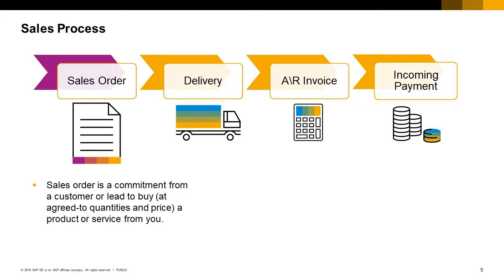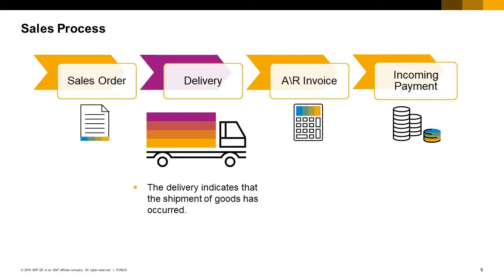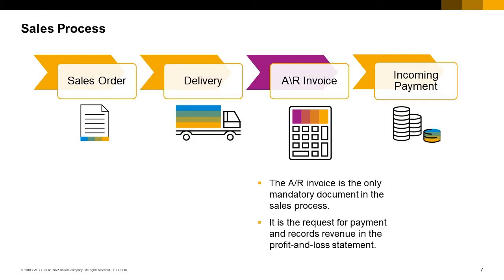The sales order is a commitment from a customer or lead to buy a product or service from you at agreed-to quantities and price. The delivery indicates that the shipment of goods has occurred. The AR invoice is the only document that must be created in the sales process. It is the request for payment and records the revenue in the profit and loss statement.